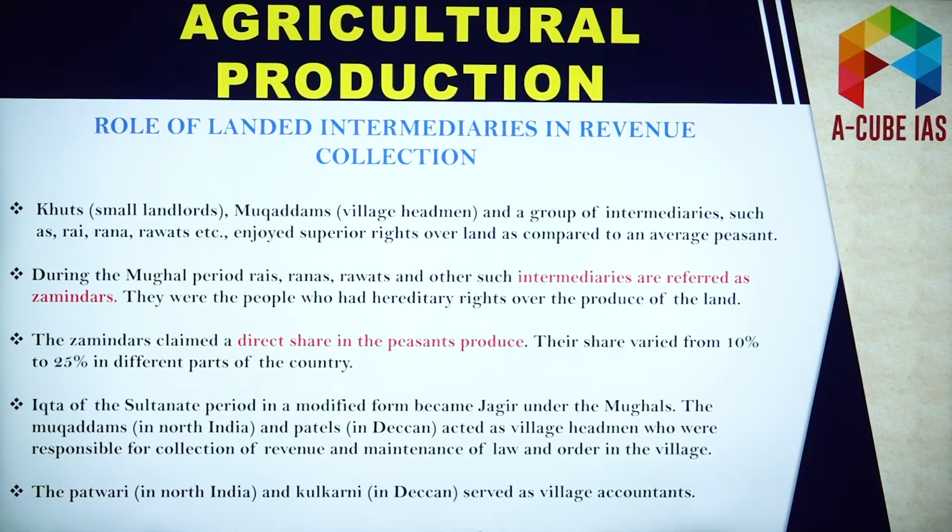Now let's try to know the role of landed intermediaries in revenue collection during the medieval period. Apart from state officials, various categories of intermediaries existed between the peasants and the state. These intermediaries played a crucial role in land revenue realization. They claimed revenue exemptions on their land or a share in land revenue in return for their services. During the Sultanate period, these intermediaries continued to play an important role, and during the Mughal period, such intermediaries were referred to as zamindars. These were the people who had hereditary rights over the produce of the land.